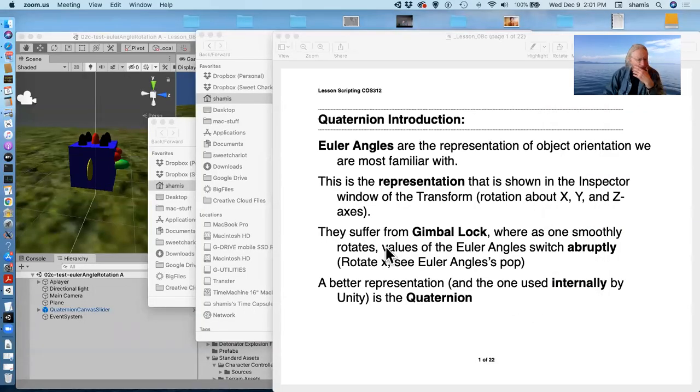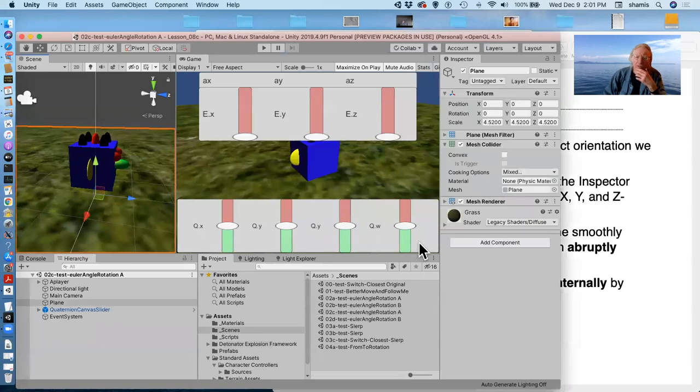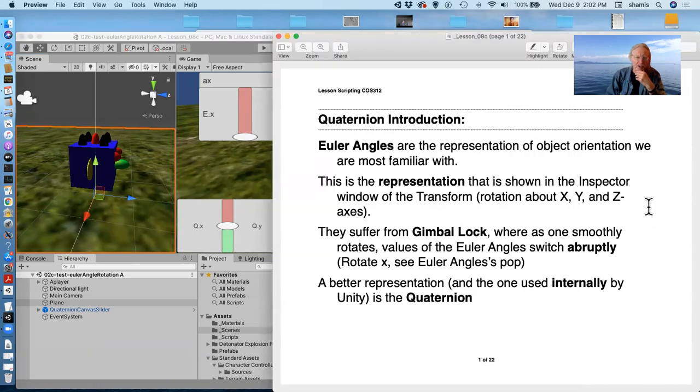All right, well, today I want to talk about quaternions. So with various objects that we have here, on the transform it says rotation, and we have the X, Y, and Z, and these are the Euler angles: the rotation about the X-axis, rotation about the Y-axis, and rotation about the Z-axis. And this is a very intuitive form of representation, but it does have some problems.